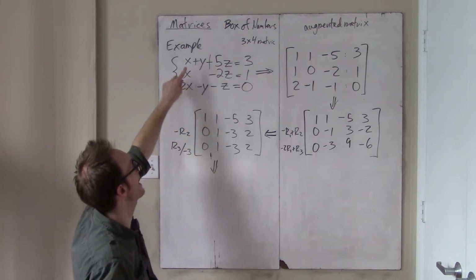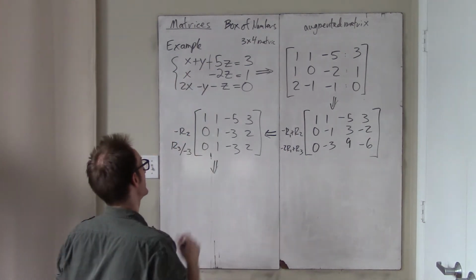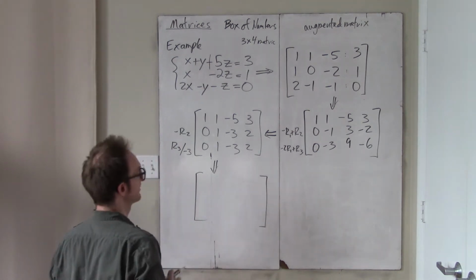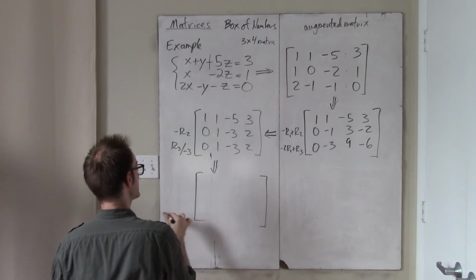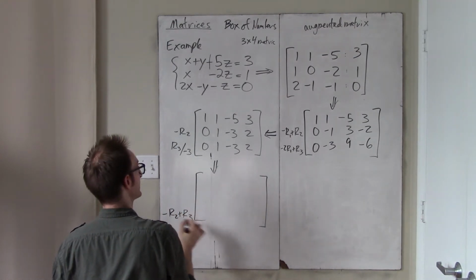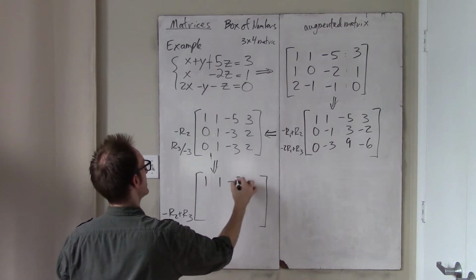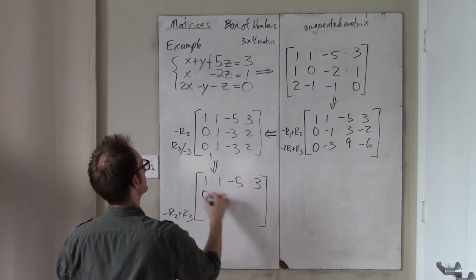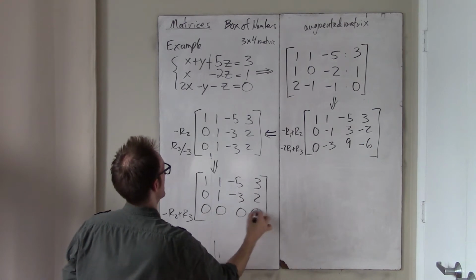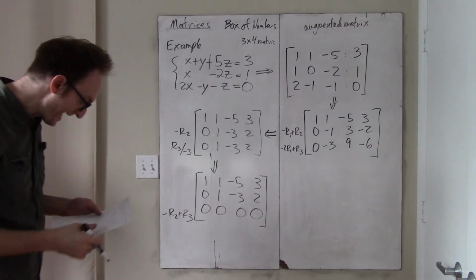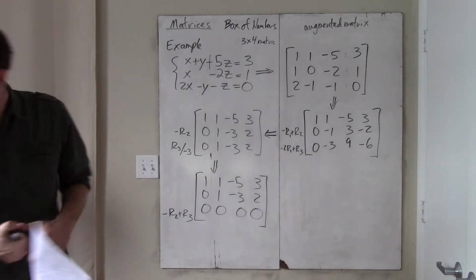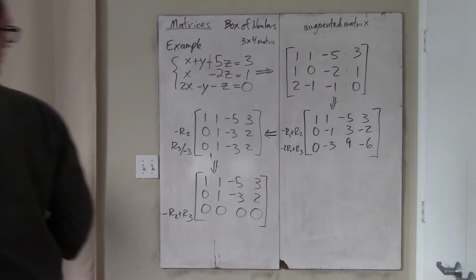So already I can tell you that this is going to be a line, right? But let's just proceed with the Gaussian elimination. One more step, as we saw in class: we can replace row 3 with negative row 2 plus row 3. And then we get 1, 1, negative 5, 3, and then this is all zeros. Now the Gaussian elimination simply stops because there's nothing more I can do.